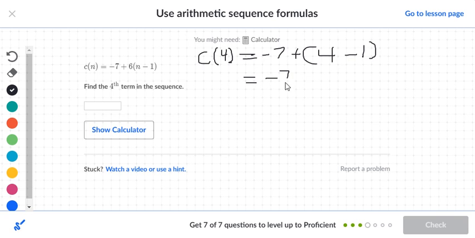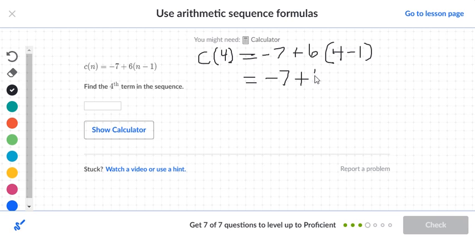Okay, we're going to do order of operations. And actually there should be a 6 here. So I actually did miss that 6. So let me rewrite this. I should have had a plus 6. Then inside the parentheses, this letter n should have been a 4 minus the 1. So we have the negative 7, the plus 6, and then 4 minus 1.